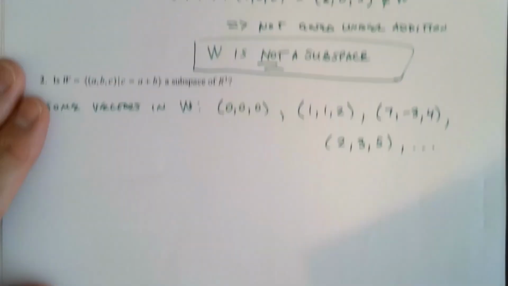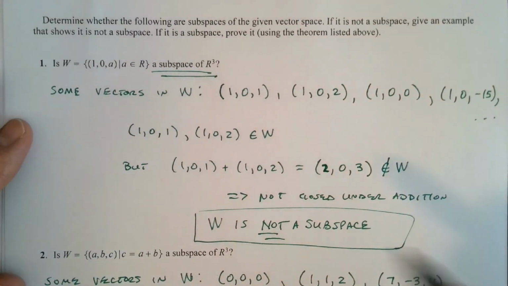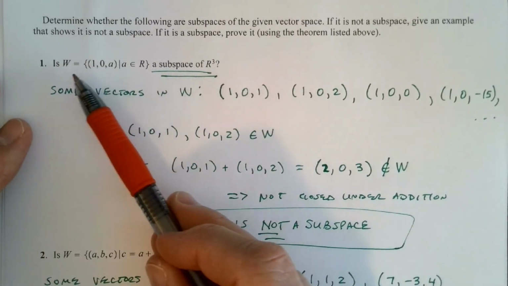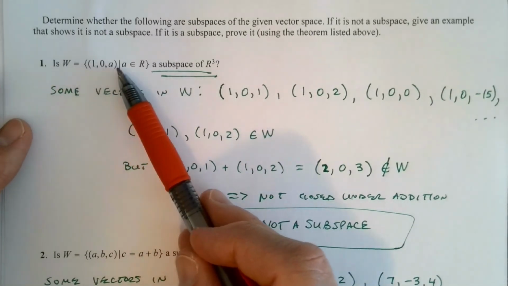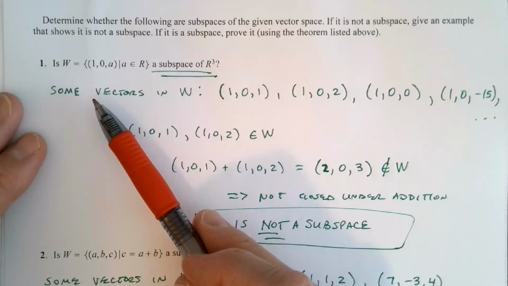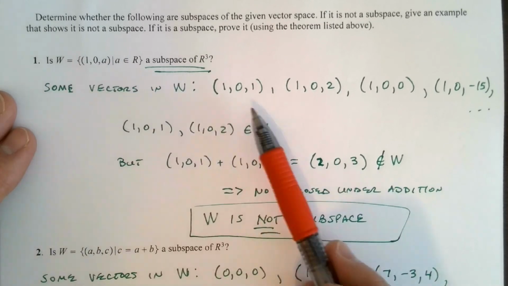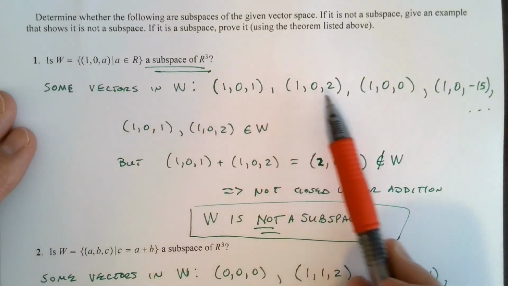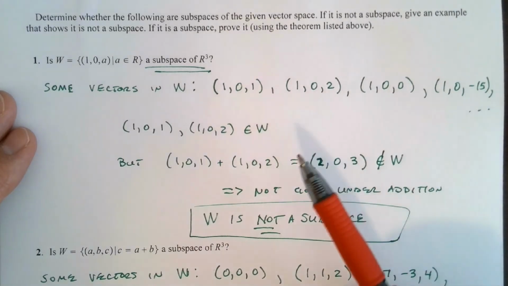So, how do we determine if we have a subspace given a particular subset? Well, here's an example, and we worked through this one in class. And so I have a set W, which is the set of all ordered triples, 1, 0, A, such that A is any real number. Okay, is this a subspace of 3 space? Well, first thing is, what are some vectors in W? Basically, you can choose any value you want for A. For instance, 1, 0, 1 is there, 1, 0, 2, 1, 0, 0, 1, 0, negative 15. Pick any number basically for that last one, and it's in there.